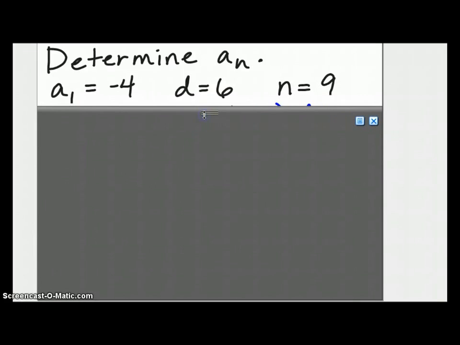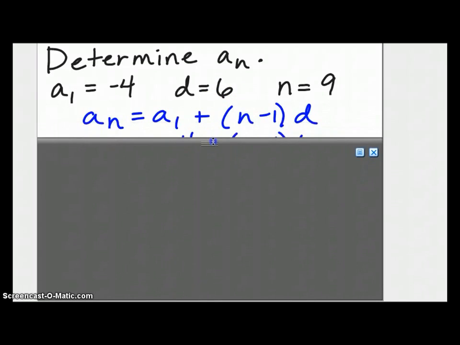So in another format, we want to find an nth term in a different sequence. And instead of showing us the sequence, they give us the first term, -4. They give us the difference straight out, which is 6. And then they tell us that n is 9, which means we must be looking for the 9th term.